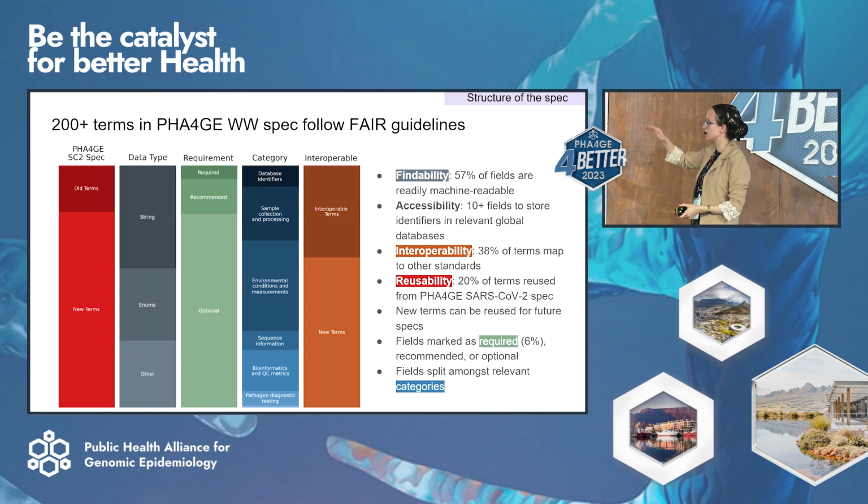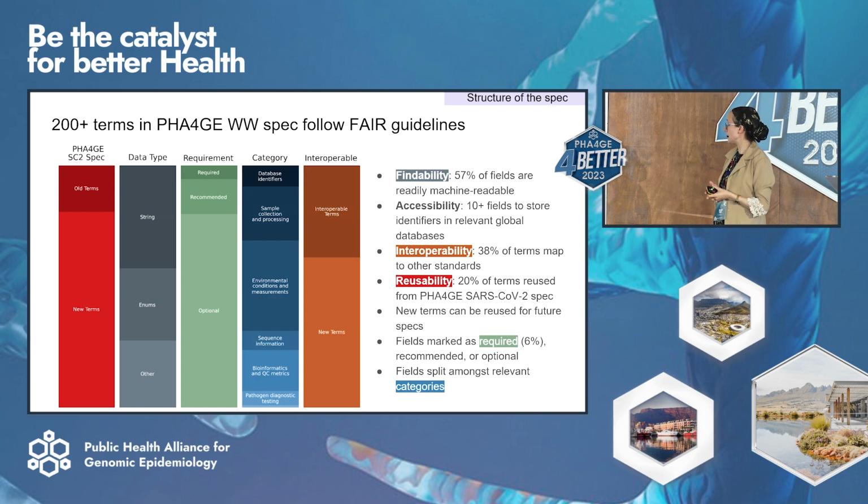So here on the left, you can see how this spec breaks down on a couple of different axes. Starting with that second column, you'll see that approximately 60% of the terms in our spec either have an enumerated pick list, meaning that when you are filling in that term, you pick from a list of potential values, or the format for that term is very structured. So it's a date, it's a time, integer, or decimal. This allows for machine readability of the data that you then share with potential collaborators. In addition, we have over 10 fields that store identifiers for where you have shared the data and metadata in relevant global databases. This is to allow for accessibility.